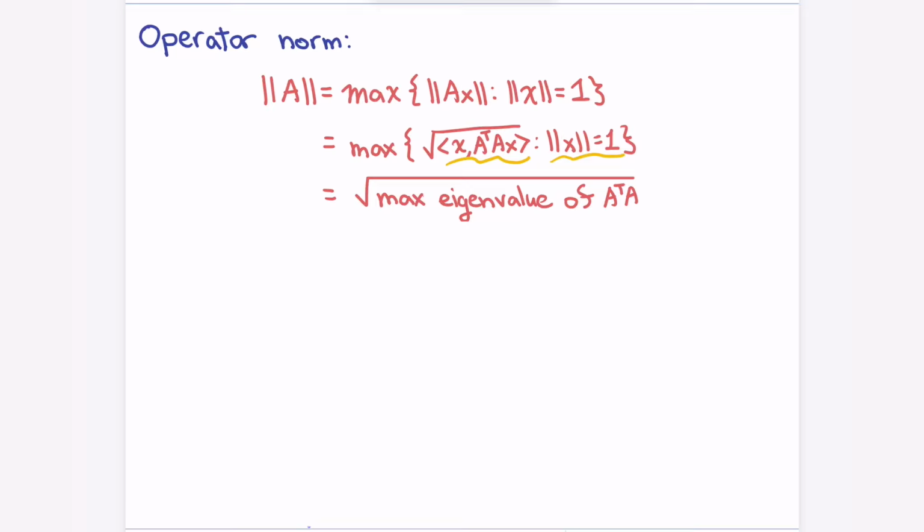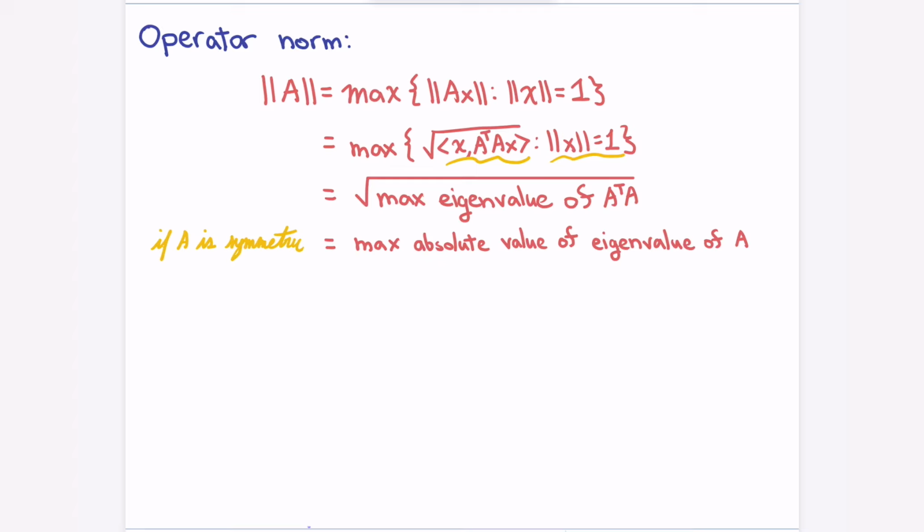So A transpose A is automatically symmetric no matter what A is. It's actually going to be positive semi-definite as well, so eigenvalues will all be nonnegative. And if A is symmetric, then A transpose A is A squared, so that's going to get you the maximum absolute value of any eigenvalue of A. At this point, it's just some symbols for something that already exists.